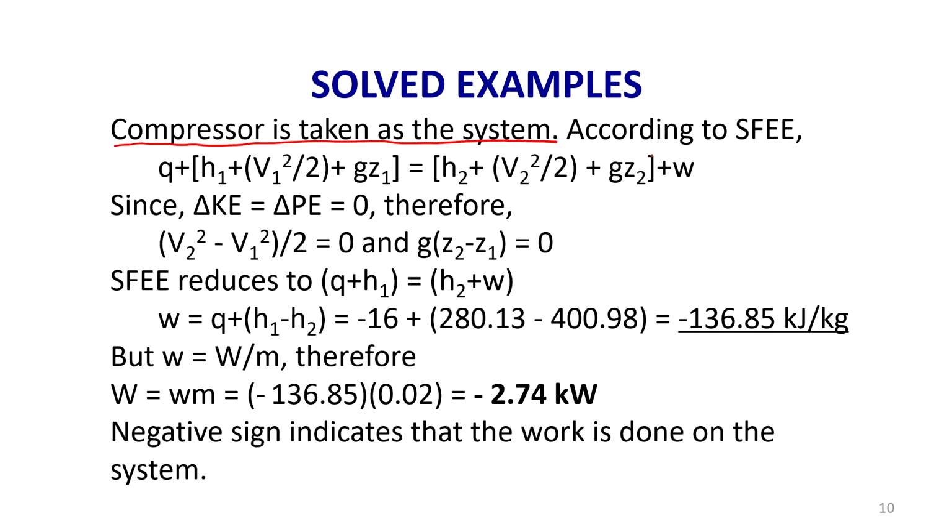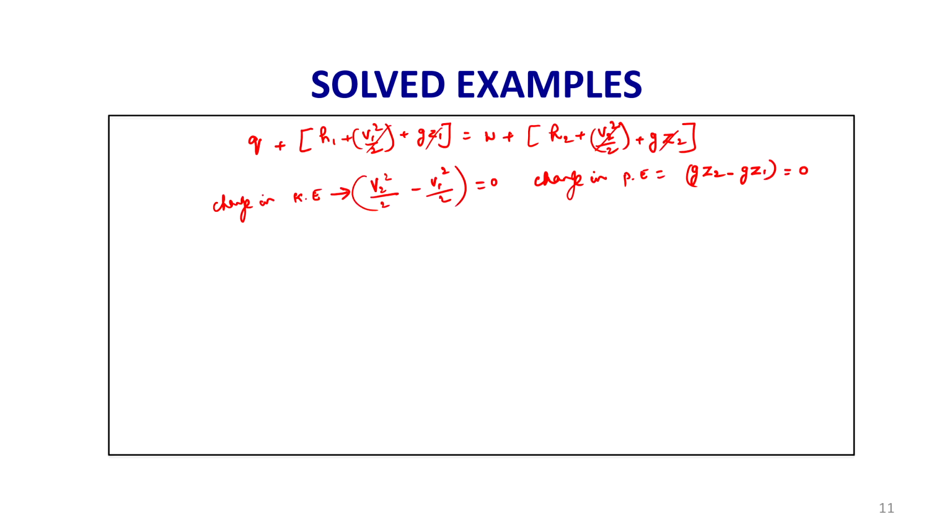We will be having the W term, Q term, H1 and H2. So, there are only 4 terms, and this equation will be reduced to this one. Even if it is not given, we can assume that the changes in the kinetic energy and the potential energy are negligible, so those terms can be eliminated from the SFE. So, H1 plus Q equal to W plus H2.